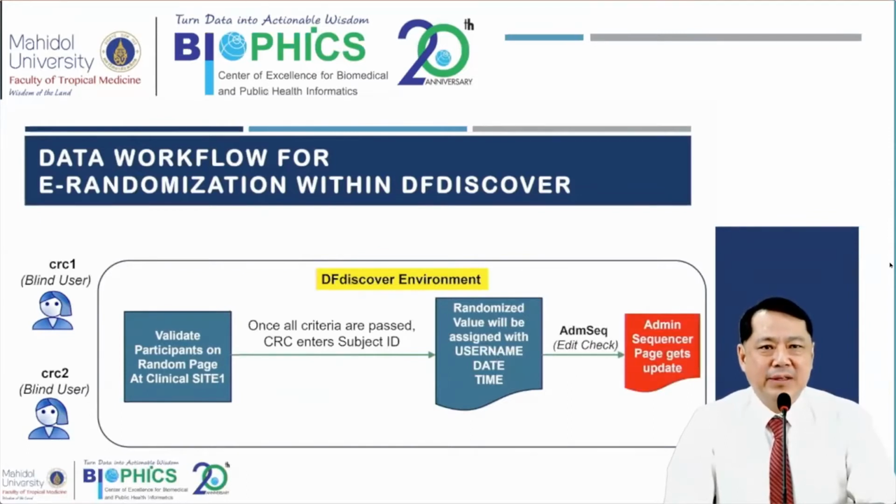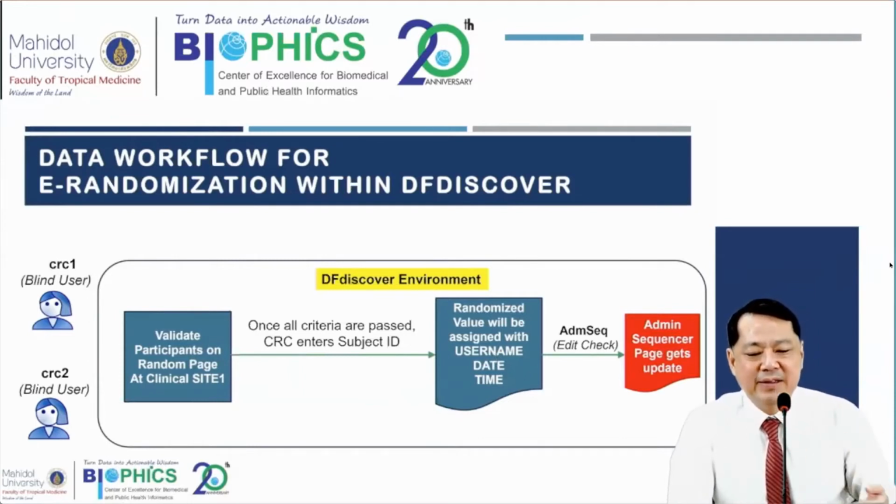Once the randomized value has been assigned, the admin sequencer page that I mentioned will also update the sequence. If patient number 1 has been assigned already, the sequence will run as sequence 1, and when the second has been assigned, the admin sequencer will update in sequence. Let's see the real system.